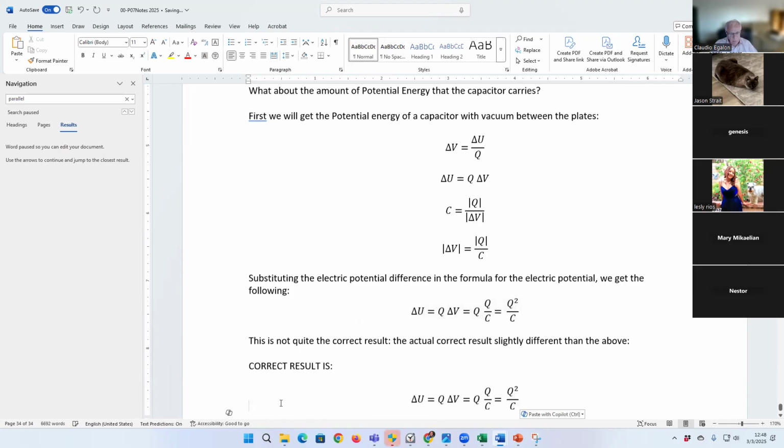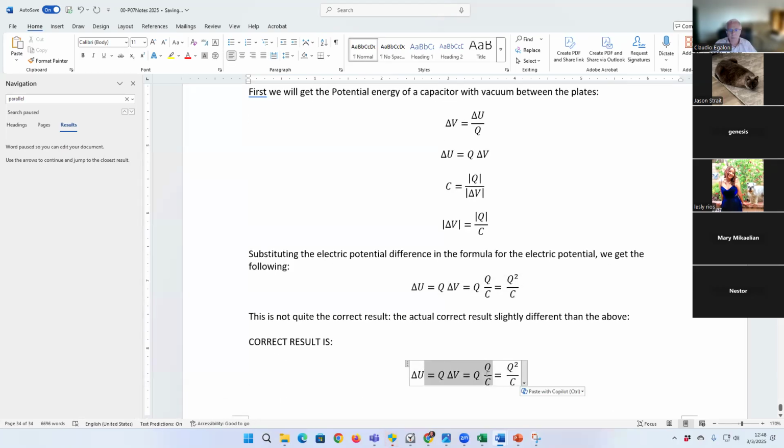Yes, it is directly proportional to Q squared. It is inversely proportional to C. Yes, it's also inversely proportional to C. But then what's missing here is the half parameter, okay? Here is just a qualitative way of remembering the relationship: Q squared over C. There's a half. And we can rewrite this equation in two other different ways.